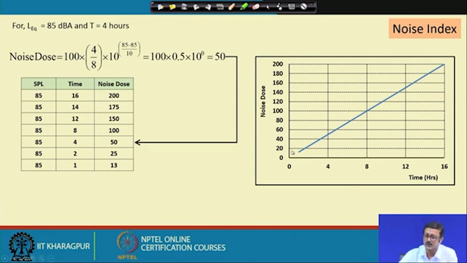So, you will get a very linear graph. If it is 16 hours, which is twice of the 8 hours, your noise dosing is twice of 100, that is 200, and if it is 1 hour, that is 1/8 of your duration of 8 hours, which is 1/8 of 100, which is 12.5. I have just made it 13, 12.5. So, it is a very linear kind of a graph we will get. So, that is the noise dosing, which is another noise index.